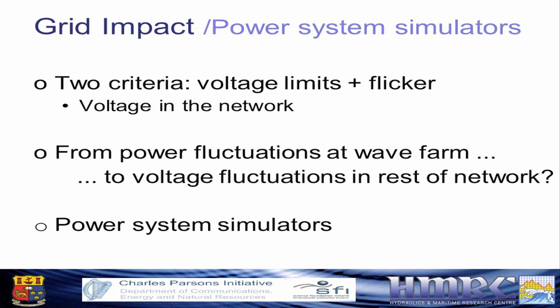So we have basically two criteria to look at power quality, to look at the impact of wave power on the network. That's voltage limits and that's flicker. You may have observed that I need a voltage time series to calculate that. But how do we get from the power fluctuation in the waveform to the voltage fluctuation in the rest of the network? And that's where we need power system simulators.